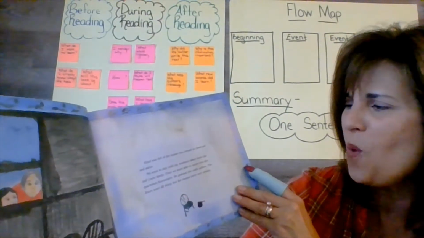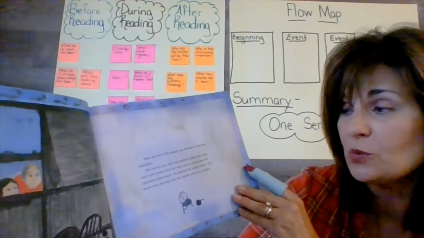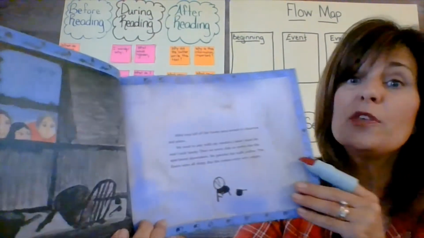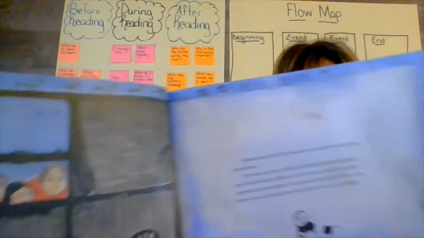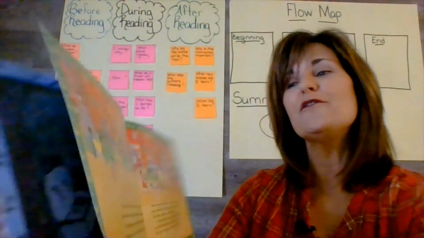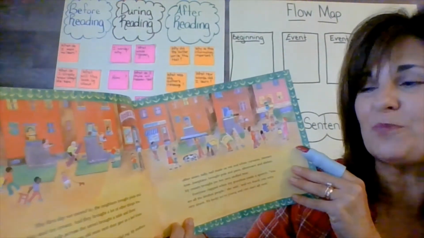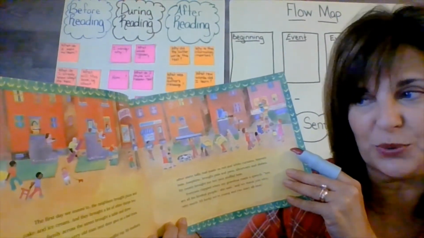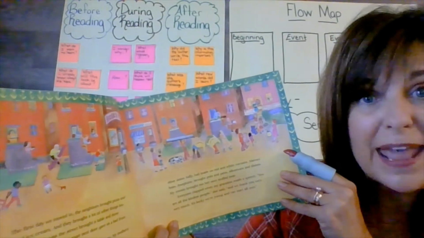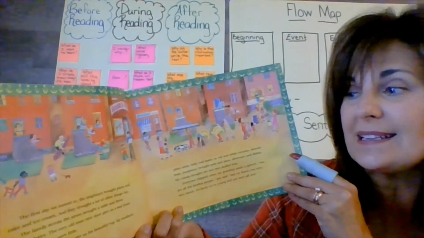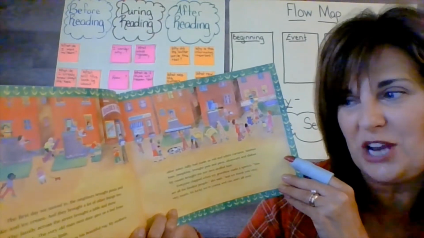We painted the walls yellow. The floors were all shiny, but the rooms were very empty. The first day we moved in, the neighbors brought pizza and cake and ice cream, and they brought lots of other things too. The family across the street brought a table and 3 kitchen chairs.